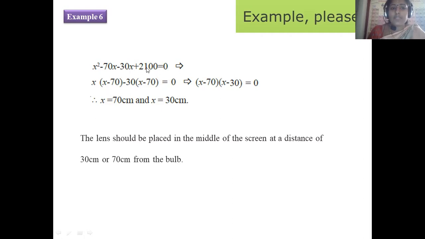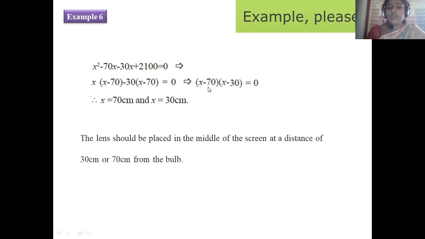From the second part, you can take 30 as a common parameter, because 30 multiplied with 70 will turn into 2100. So 2100 is a multiple of 30, and here you can take x minus 70. In this way, we have x into x minus 70 minus 30 into x minus 70 is equal to 0, right? So these are the common values, and you can take x minus 70 times x minus 30 is equal to 0.